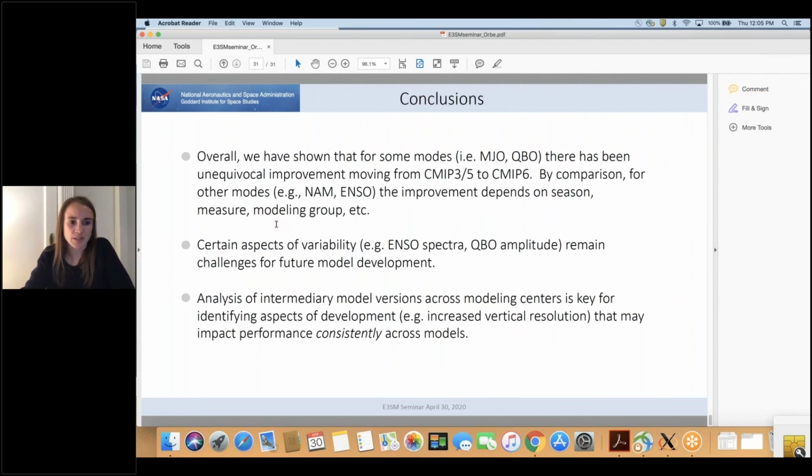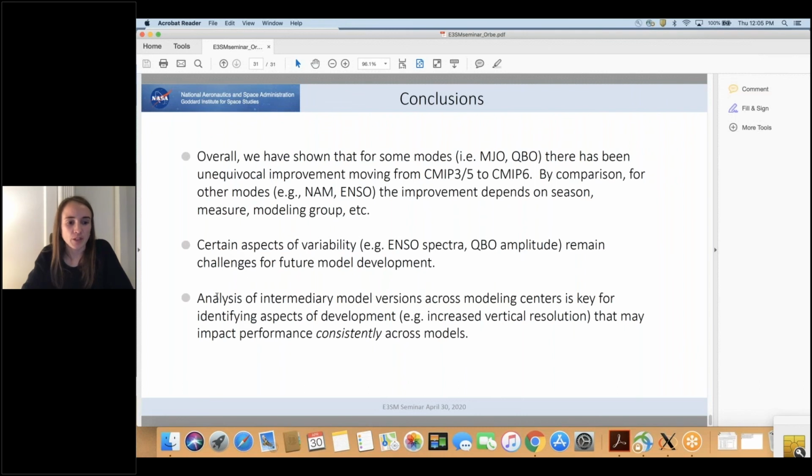Certain aspects of variability, like the ENSO spectra, but also aspects of the QBO, namely the QBO amplitude, remain key challenges for future model development. In particular, things like the QBO amplitude will affect QBO teleconnections to the MJO. So really pinning down what is causing the underestimate in the QBO amplitude will remain challenging.